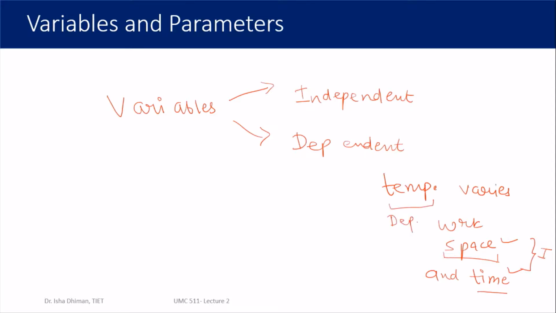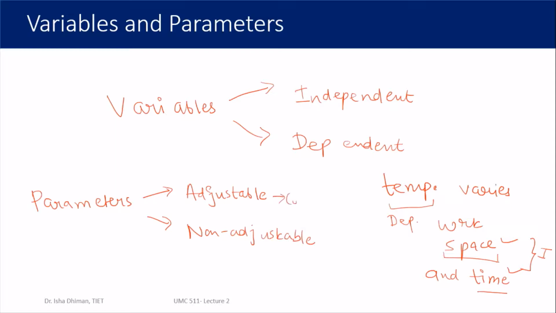So whenever you are going to study some mathematical relationships, you should know which one is the dependent and which one is the independent variable. And similarly, if you talk about parameters, they also can be divided in two categories: adjustable and non-adjustable. So adjustable is something which you can adjust. Adjustable is also known as the controlling parameter.